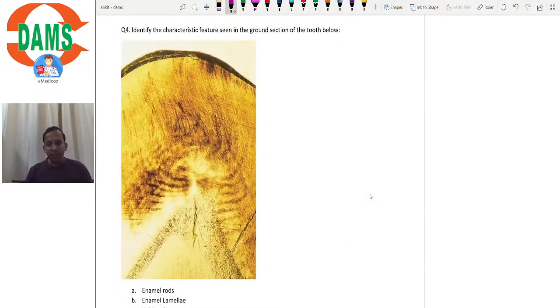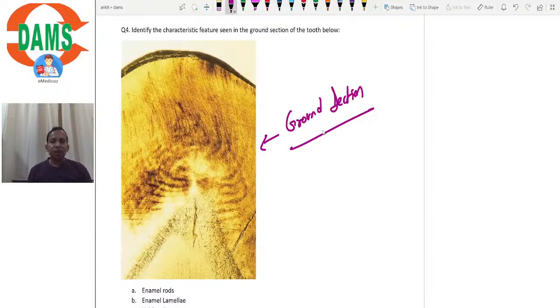Next, we must identify the characteristic feature that is seen in the ground section of the tooth. So this is the ground section. And we must identify the characteristic feature that is seen in this section.